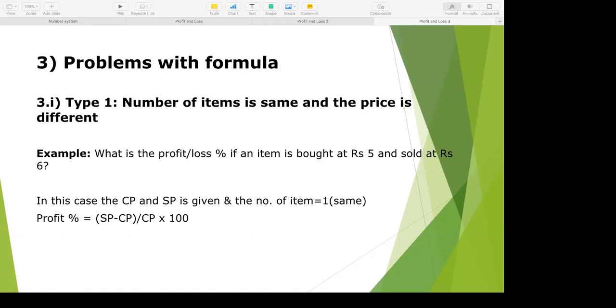This is the usual formula to calculate profit percentage. But what is the speciality in this scenario? The speciality is even if the number of items was, let's say, 78. Let's say instead of one item, the question was that the person bought 78 items for rupees 5 and sold the same 78 items for rupees 6. In that case also, you can simply go for this formula. You don't have to calculate the selling price or the cost price per unit. You don't have to calculate the price per unit.